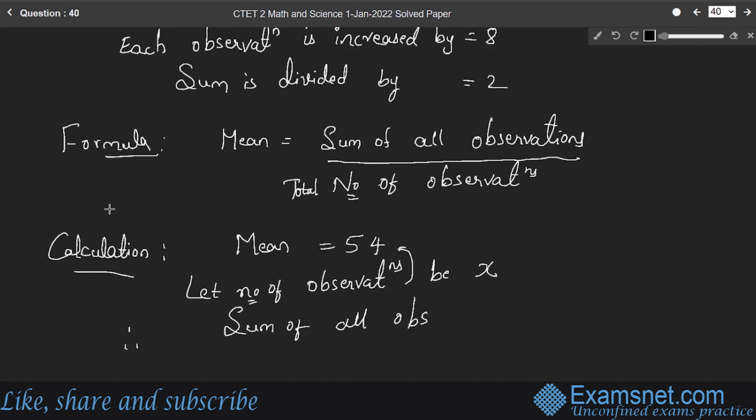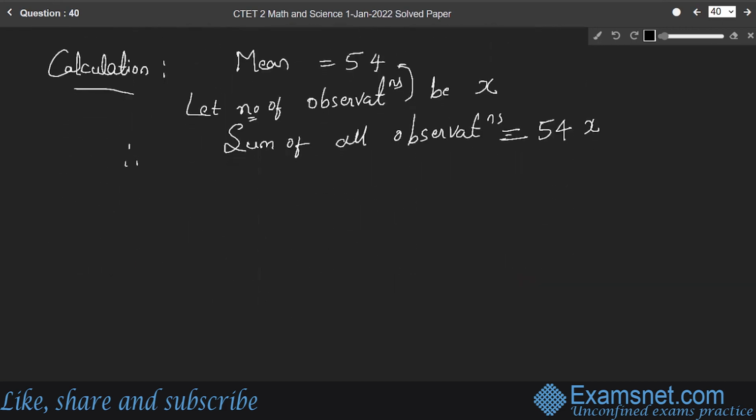Sum of all observations. So according to the formula, sum of all observations is equal to mean into total number of observations, which is equal to 54 into x. Sum of all observations is equal to 54x.